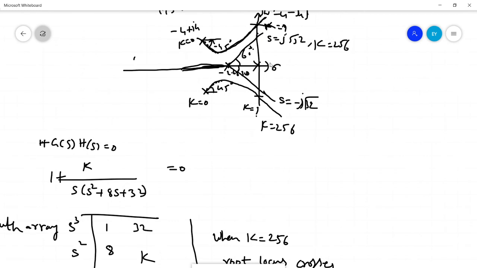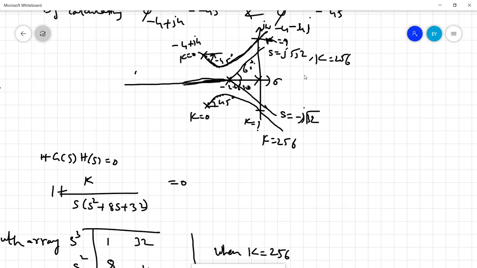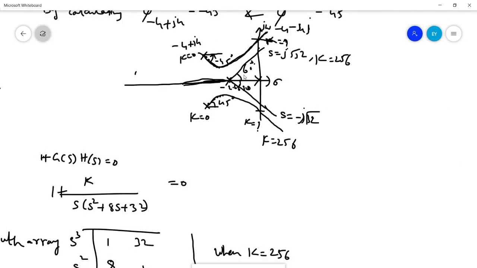So observe here, at k equal to 256, your root locus will be meeting your imaginary axis, and the particular value of imaginary root at that point is s equal to minus j root 32. Similarly, it is a conjugate term on the other end. You get at k equal to 256, s equal to j root 32.